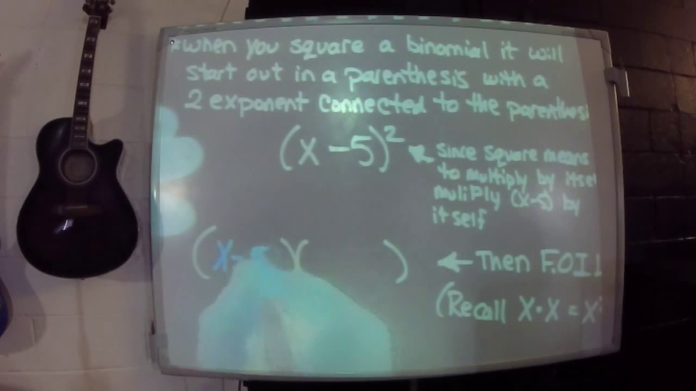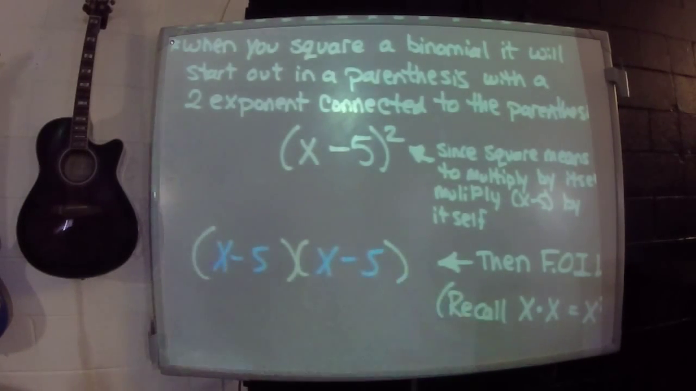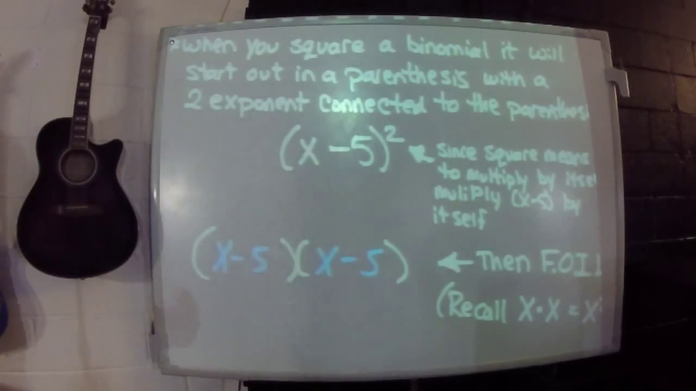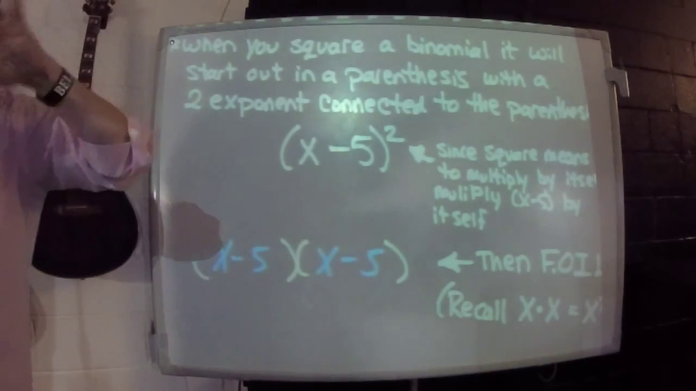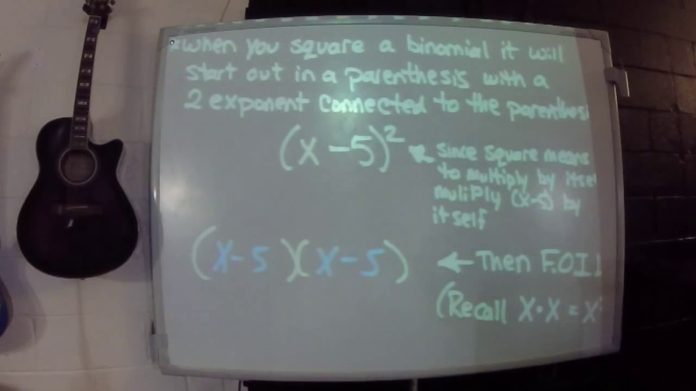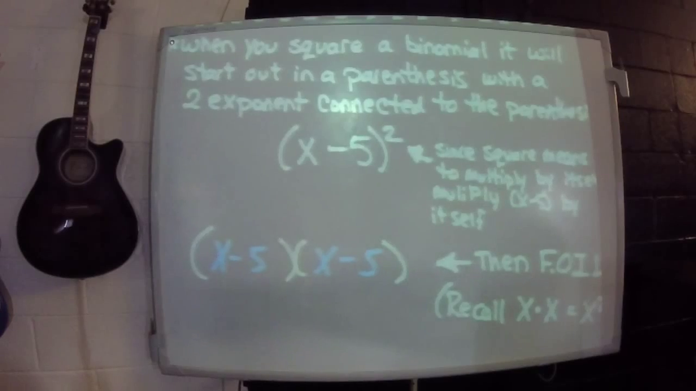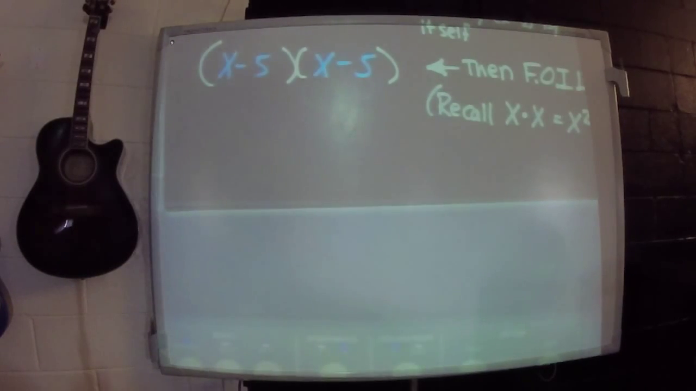We did this. And the difference between this objective and the last objective is that last time we were just multiplying binomials. This objective 122, everything on it is squaring a binomial. And then let's FOIL it out.